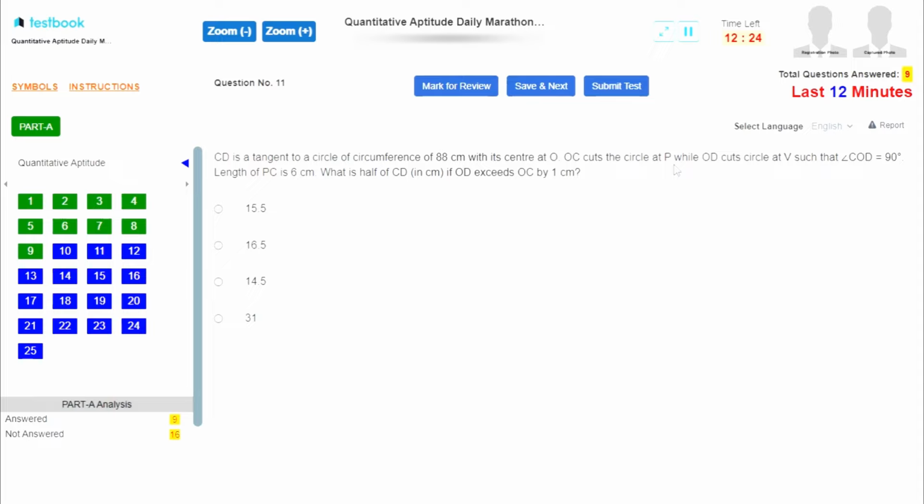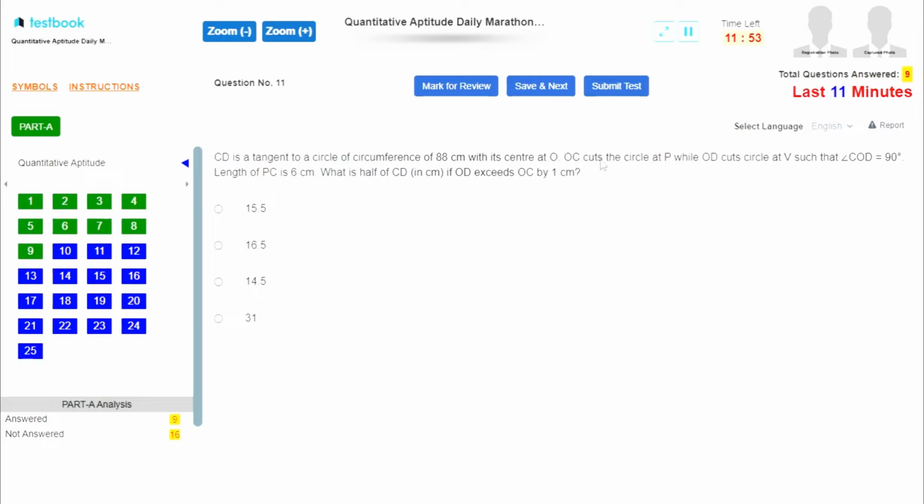Half of CD. So CD is a tangent to a circle of circumference 88, and 2 pi R is equal to 88, so pi R is equal to 44. 44 divided by pi gives 14. Yes, that is 2 pi r. Okay, R is 14.